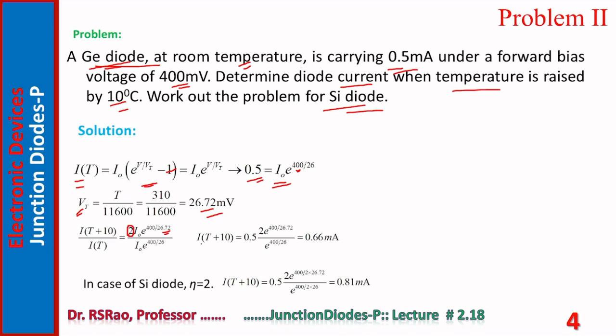We are left with a relation I at T plus 10 is equal to 0.5 times 2 e power 400 by 26.72 by e power 400 by 26. It gives us a value 0.66 milliamperes. In case of silicon diode, eta equal to 2, then following a procedure similar to what we followed just now, we get the current at a raised temperature as 0.81 milliamperes.